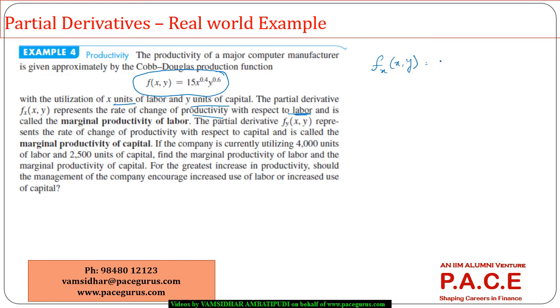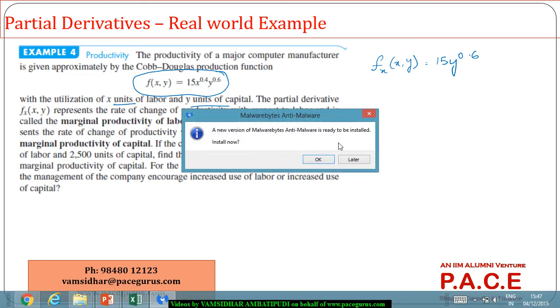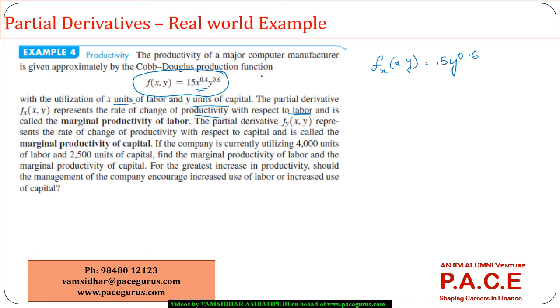So I'll take 15 times 15 as a constant. And if I'm doing it with respect to x, even y is constant. So I'll take it as 15 times y to the power of 0.6, and I have to find the derivative of x to the power of 0.4. So it becomes 0.4 times x to the power of minus 0.6. That's the derivative, which will make 15 times 0.4 is 6. 6x to the power of minus 0.6 and y to the power of 0.6. This is the derivative with respect to x, which is what we call the marginal productivity of labor.